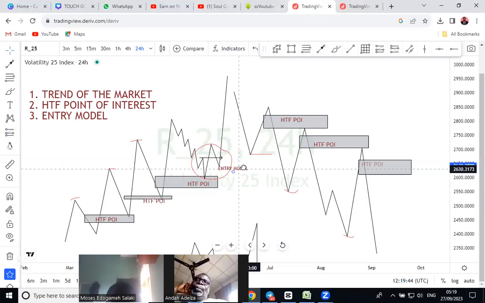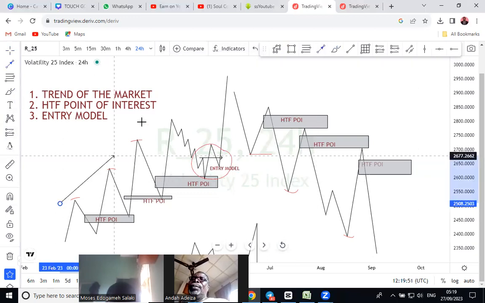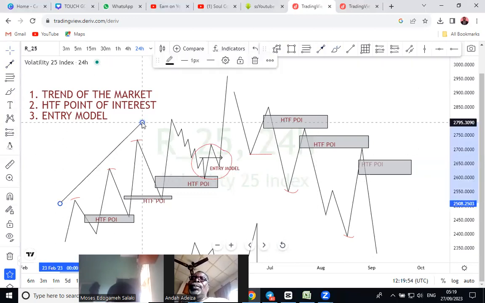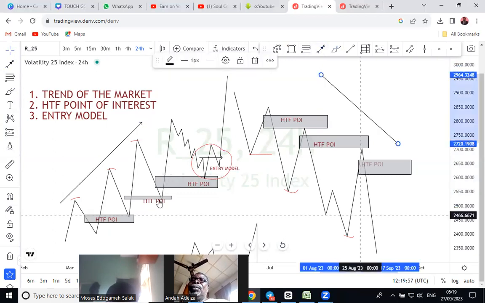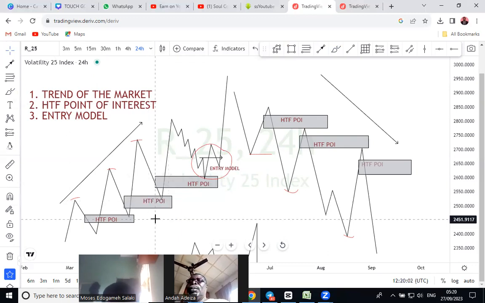Entry model is there, spotted. So I talked of number one, your overall structure of the market, trend, bullish or bearish. Next one is your higher time frame point of interest, which is the previous point where price left from, and then entry model is spotted there.